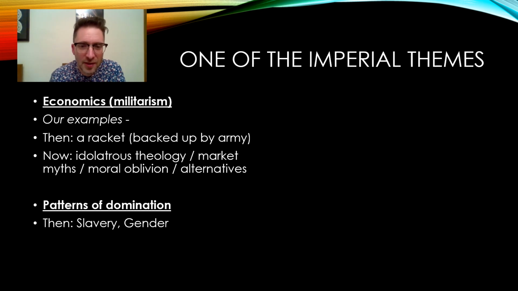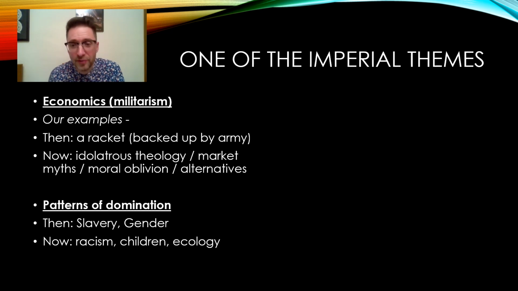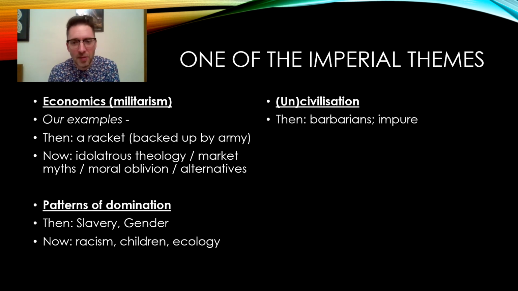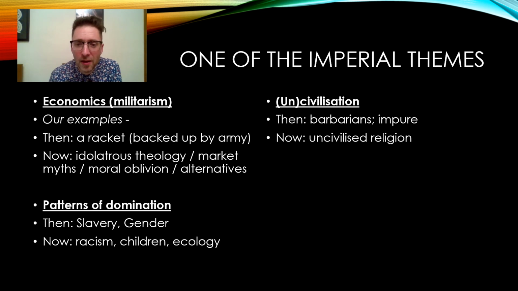In the Roman context, that had to do with slavery and gender. In the contemporary context, there are various ways we can take this, such as racism, the models of adults and children, or how humans use the earth. And there are other things as well that could come there. The third theme was to do with civilization and uncivilization. In the Roman context, we looked at barbarians and the impure, and we focused in the contemporary context on what it means to engage in uncivilized religion.